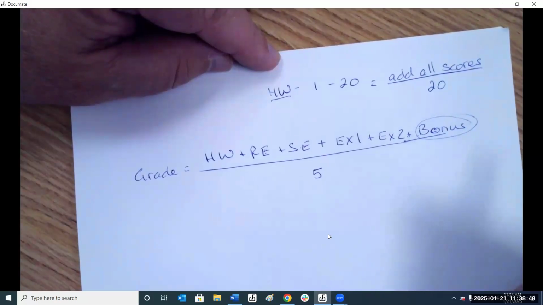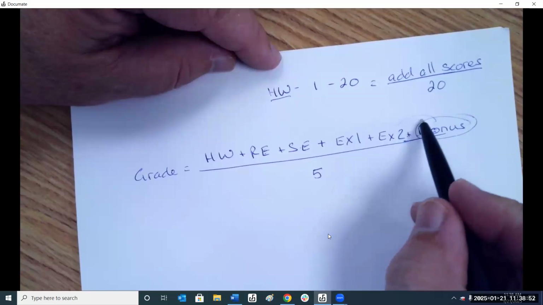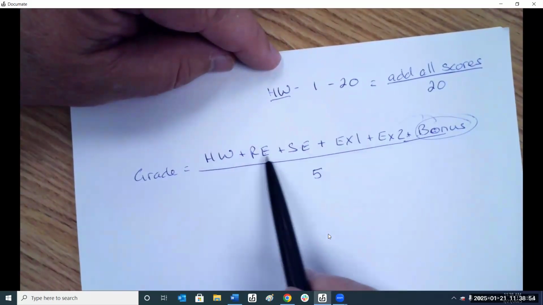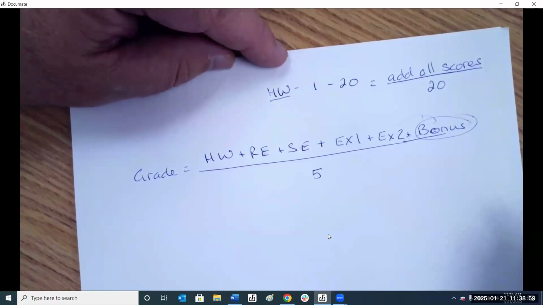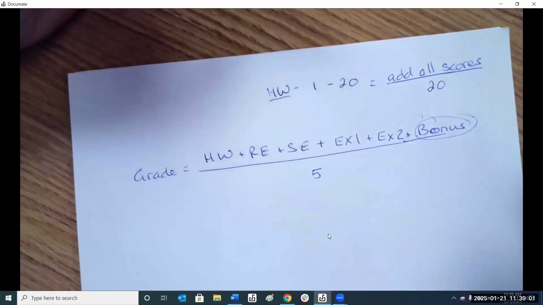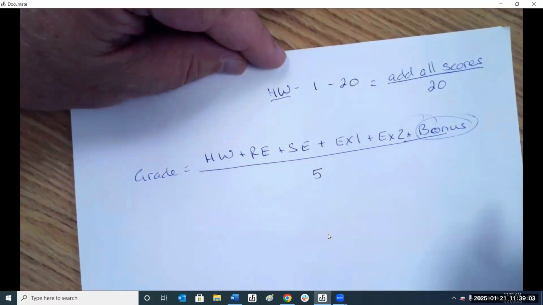Don't count the bonuses. Those are bonuses. Those are free points. Those add into your exam grades. You only have 1, 2, 3, 4, 5 grades. That's how you can figure out your grade anywhere along the line.